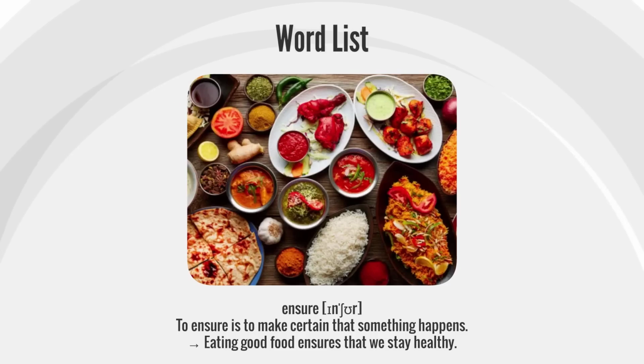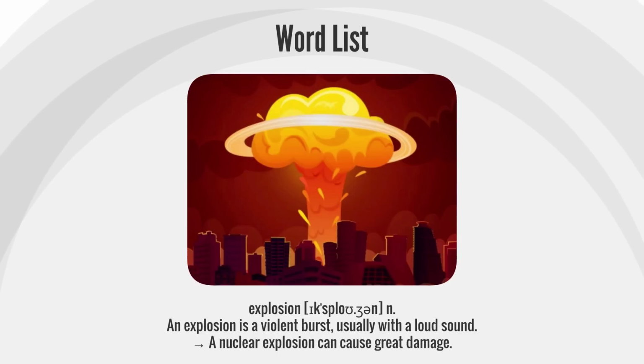Ensure. To ensure is to make certain that something happens. Eating good food ensures that we stay healthy. Explosion. An explosion is a violent burst, usually with a loud sound. A nuclear explosion can cause great damage.